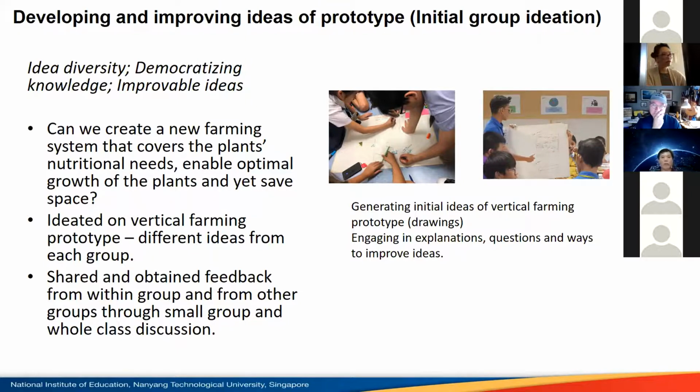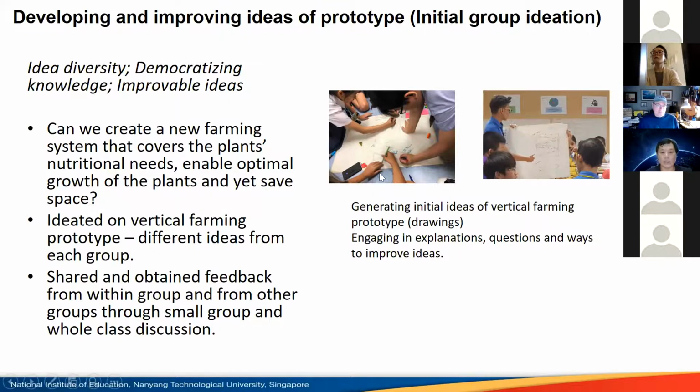So we let students think about how to create a new farming system that covers the plant's nutritional needs, enables optimal growth of the plants, and yet saves space. So students gather in groups, and then they start to discuss and generate initial ideas of vertical farming, and they sketch their ideas on butcher paper, and then they are able to share these ideas not only within their group, but also with the whole class, for the whole class to engage in questions and ways to improve it.